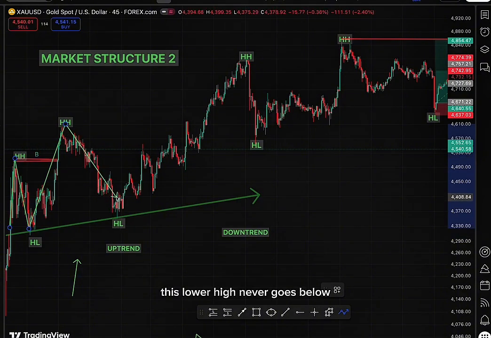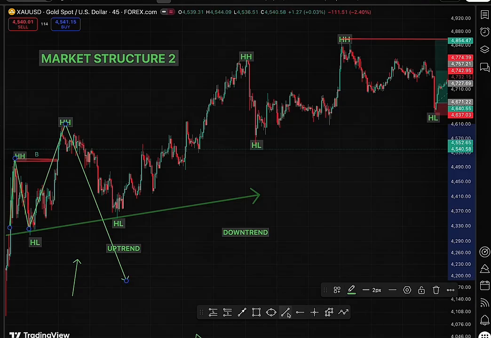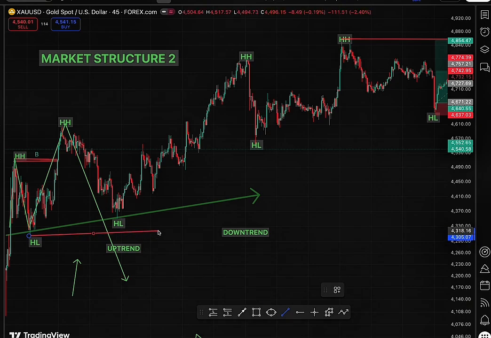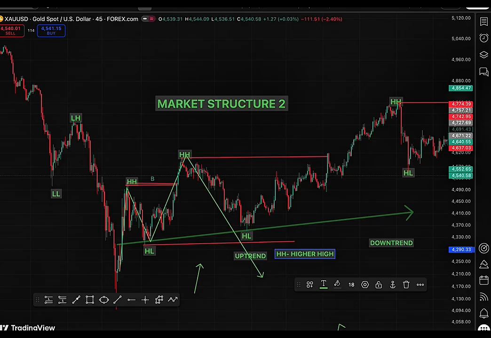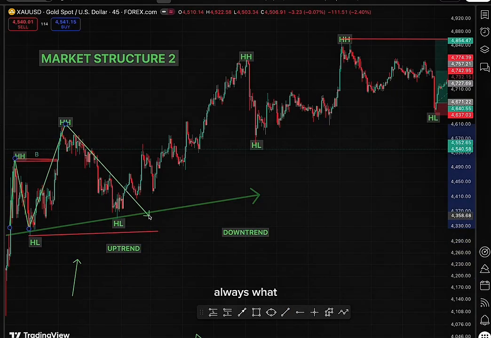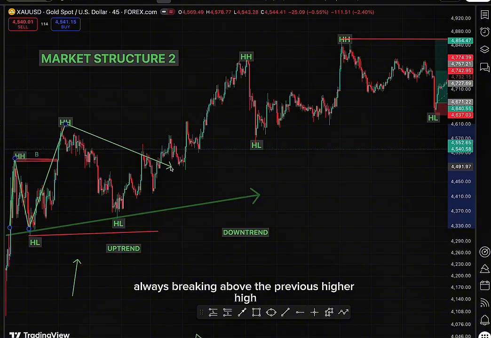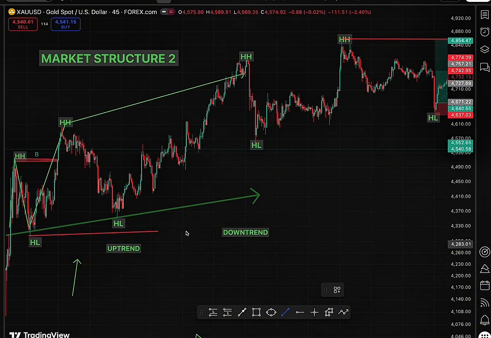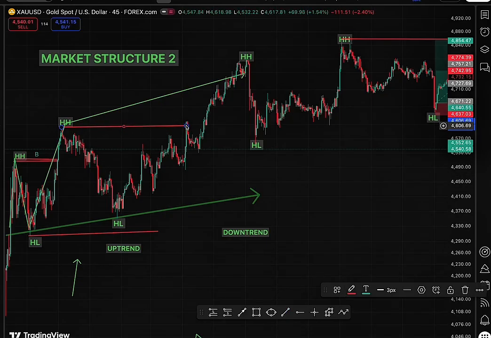This lower high never goes below this previous higher low. It will never go below it. But the higher high is always breaking above the previous higher high. What did he do? Broke it. It's always breaking the previous higher high. That is how you know a valid uptrend.